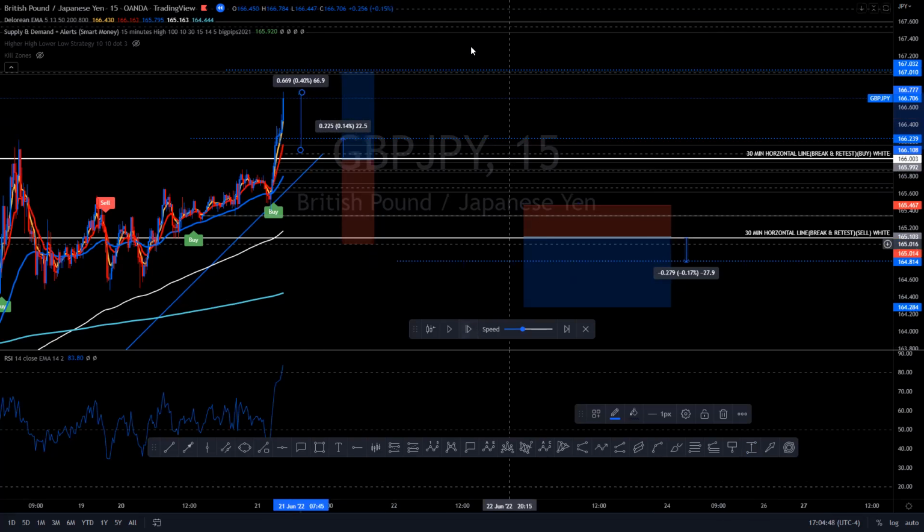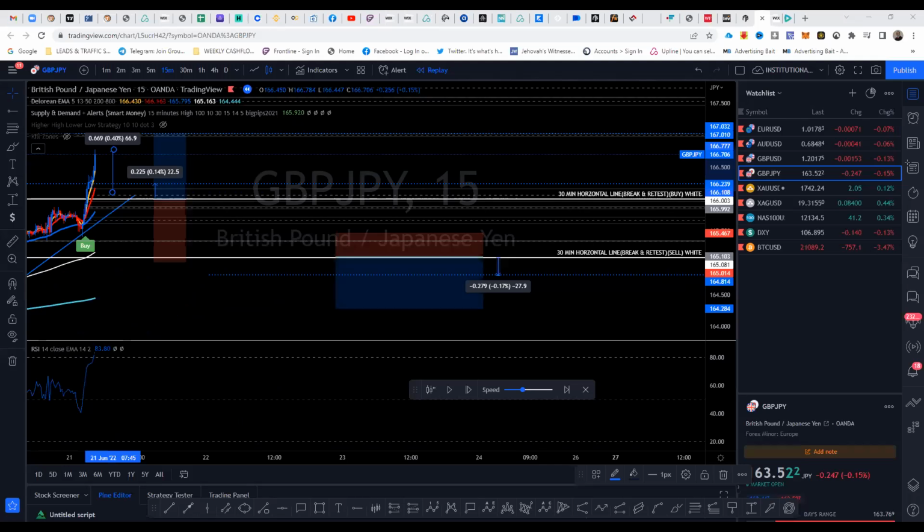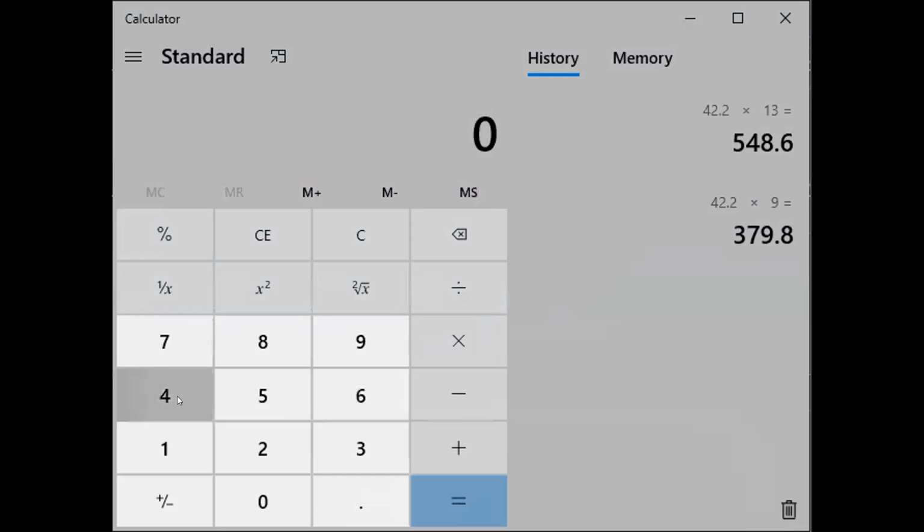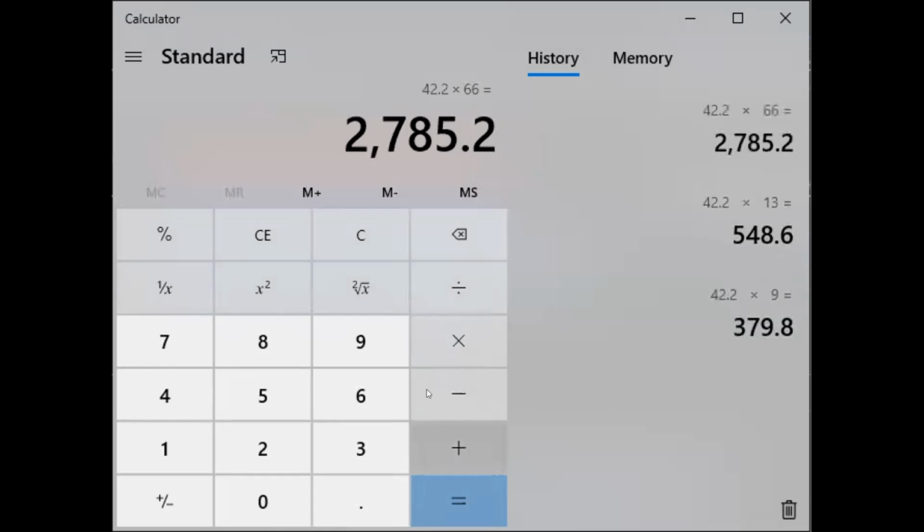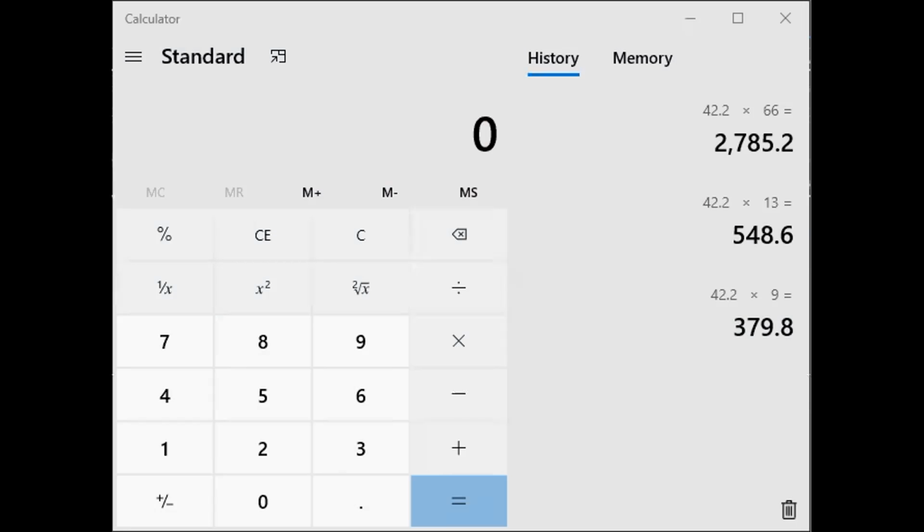Now let's calculate that. My lot size is 4.22, so that's $42.20 a pip. If you times that by 66 pips, that would have been a good amount of money. So that would have been a very good risk to reward trade there.